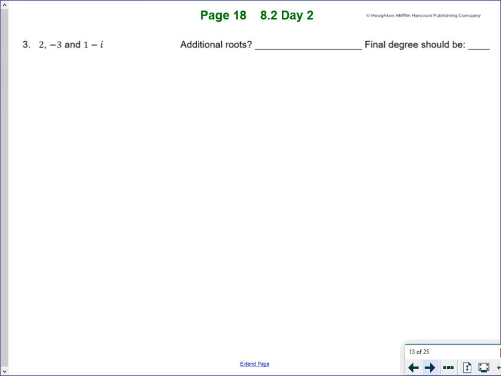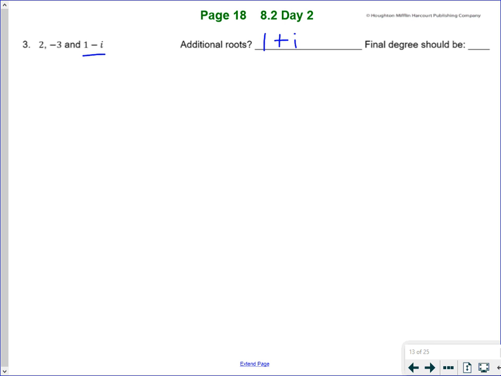Okay? So let's go on to number 3. And we're going to see how that little shortcut method works with i's. You're going to treat the same way, but we're going to see how it works. So we have the zeros 2, -3, and 1 minus i. Do we have any additional roots? We do. Remember, we have to have both terms of the conjugate pair. We have 1 minus i, and its conjugate pair is 1 plus i. So we have to have both zeros.